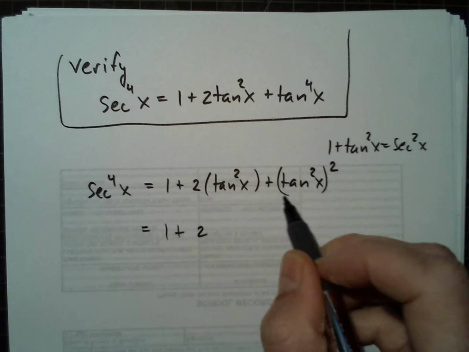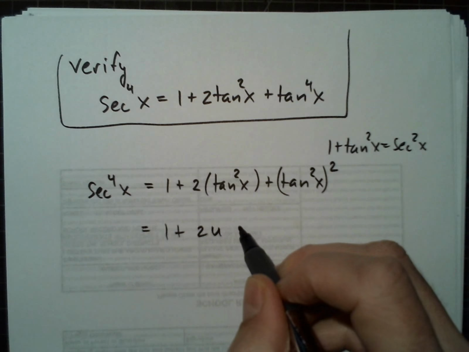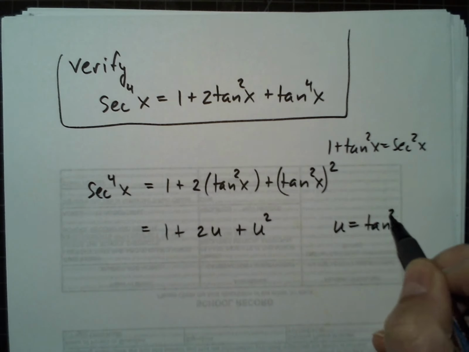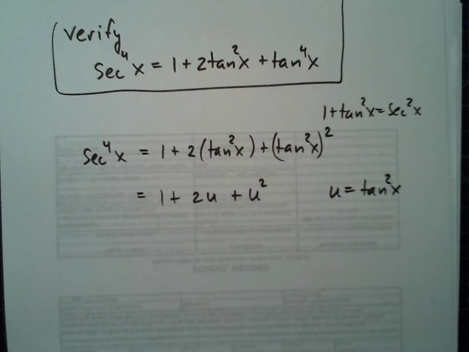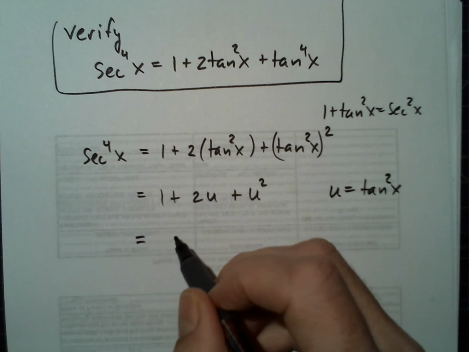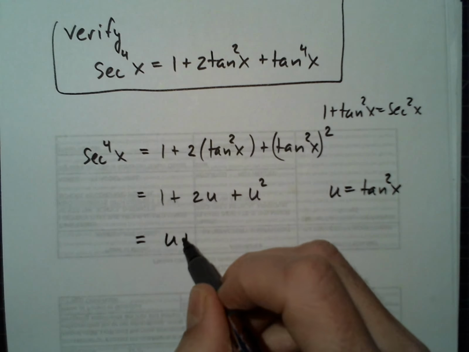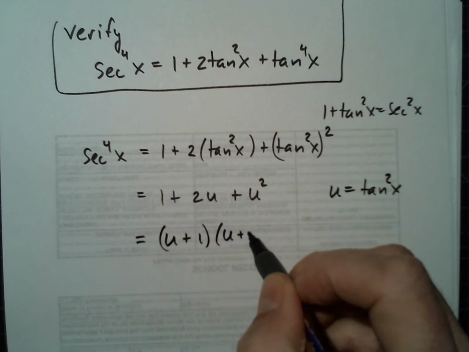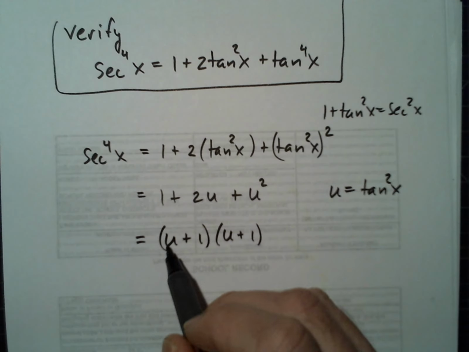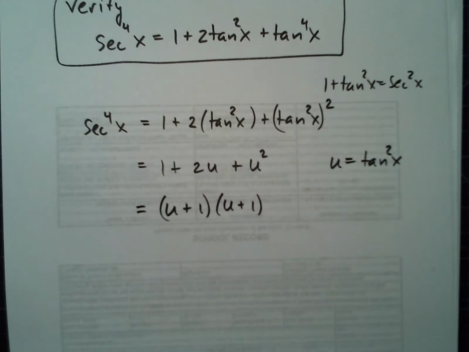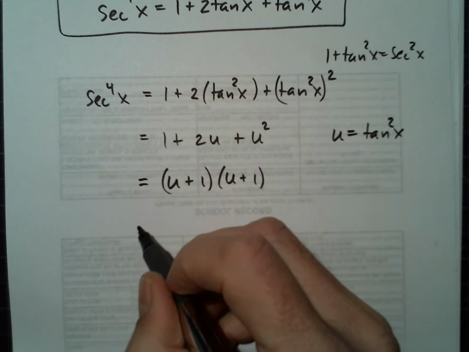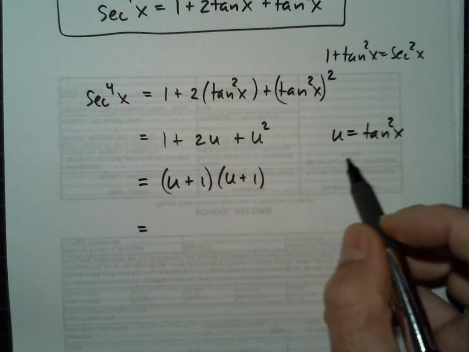If you aren't able to factor like this, you can just write it with a u, and we'll say that u is tangent squared. Then we can factor like this. So 1 times 1 is 1. U plus u is 2u, and u times u is u squared. Now we can substitute back in. U is tangent squared.